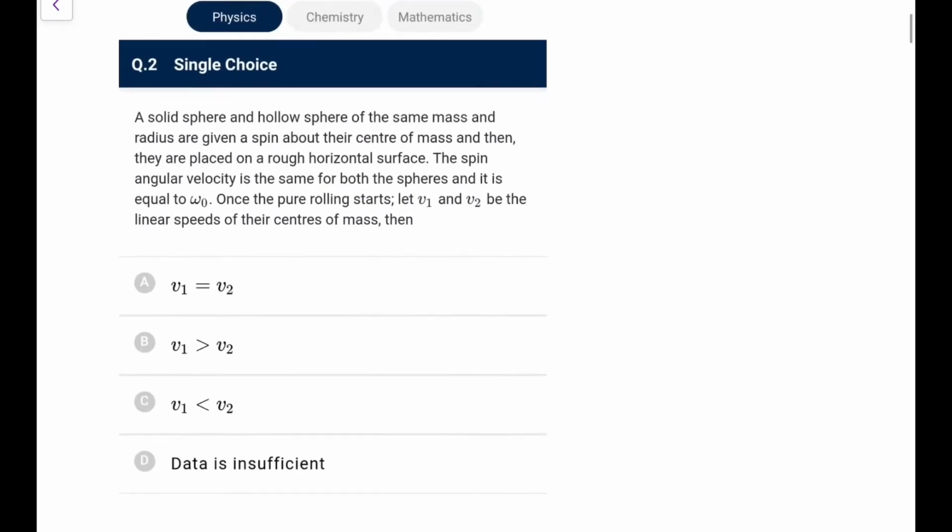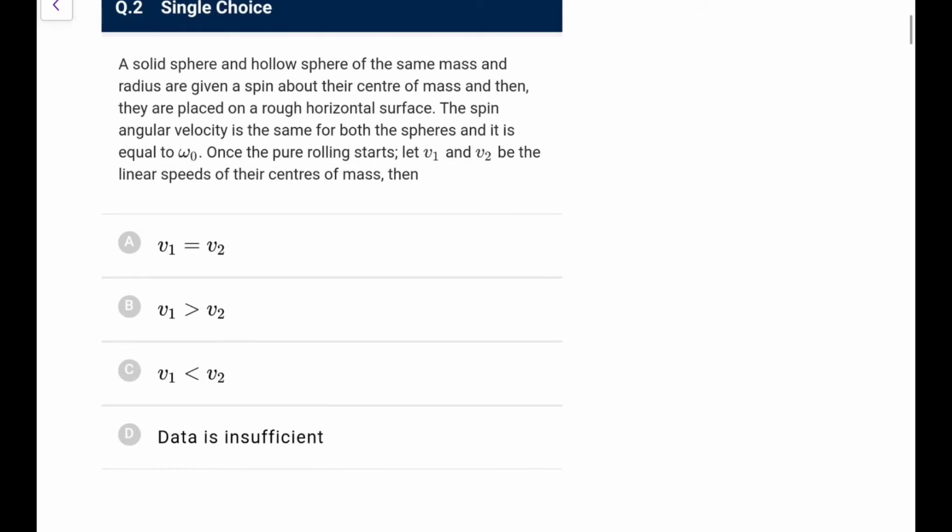Next one: a solid sphere and a hollow sphere of the same mass and radius are given a spin about their CM, and then they are placed on a rough horizontal surface. The spin angular velocity is the same, omega naught. Once pure rolling starts, let V1 and V2 be the linear speeds. So this is given just a spin, omega naught. Finally, whenever it starts pure rolling, it would be omega, and we write it as V by r. This would be V and this would be V by r.